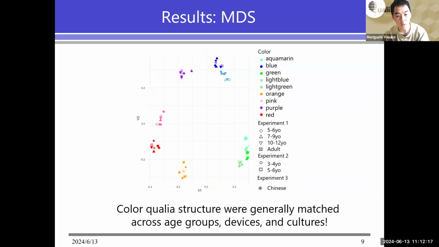So color Qualia structure was generally matched across age group, device, and culture. Actually, we did not use the alignment method in this specific study, because the result is generally matched, but I'm not sure whether we should use it. But in this specific study, we didn't, and generally results are matched across age groups.